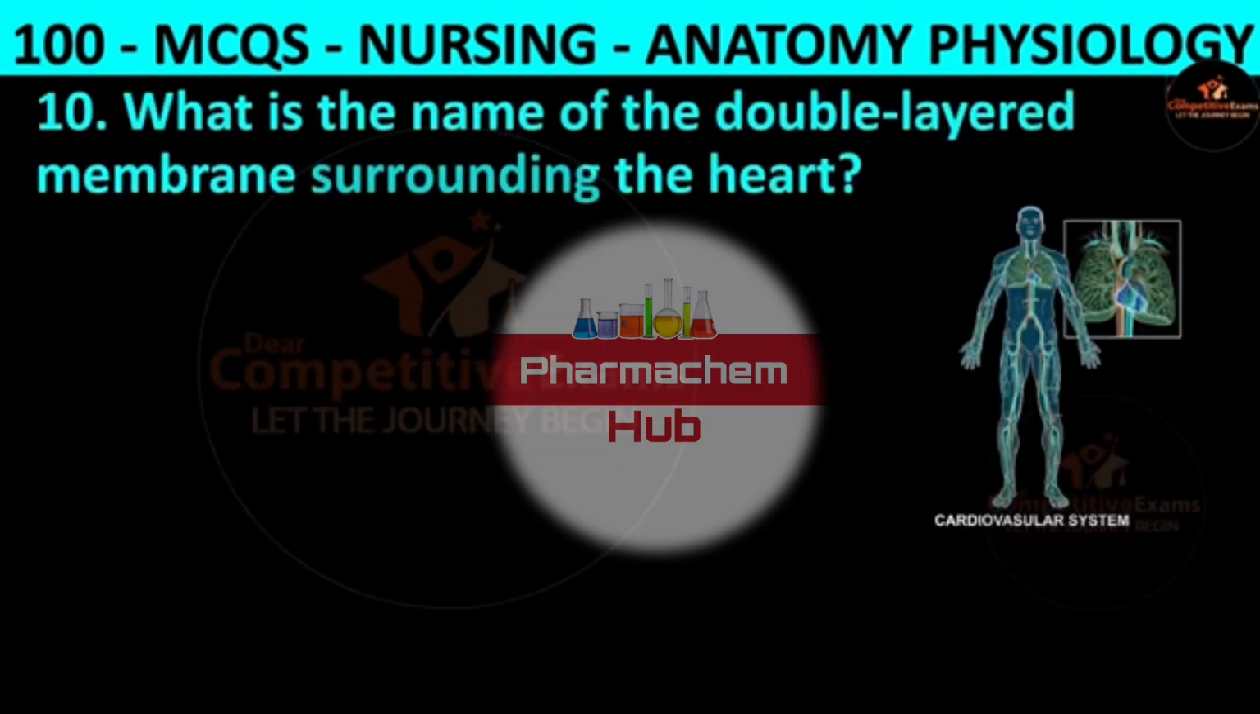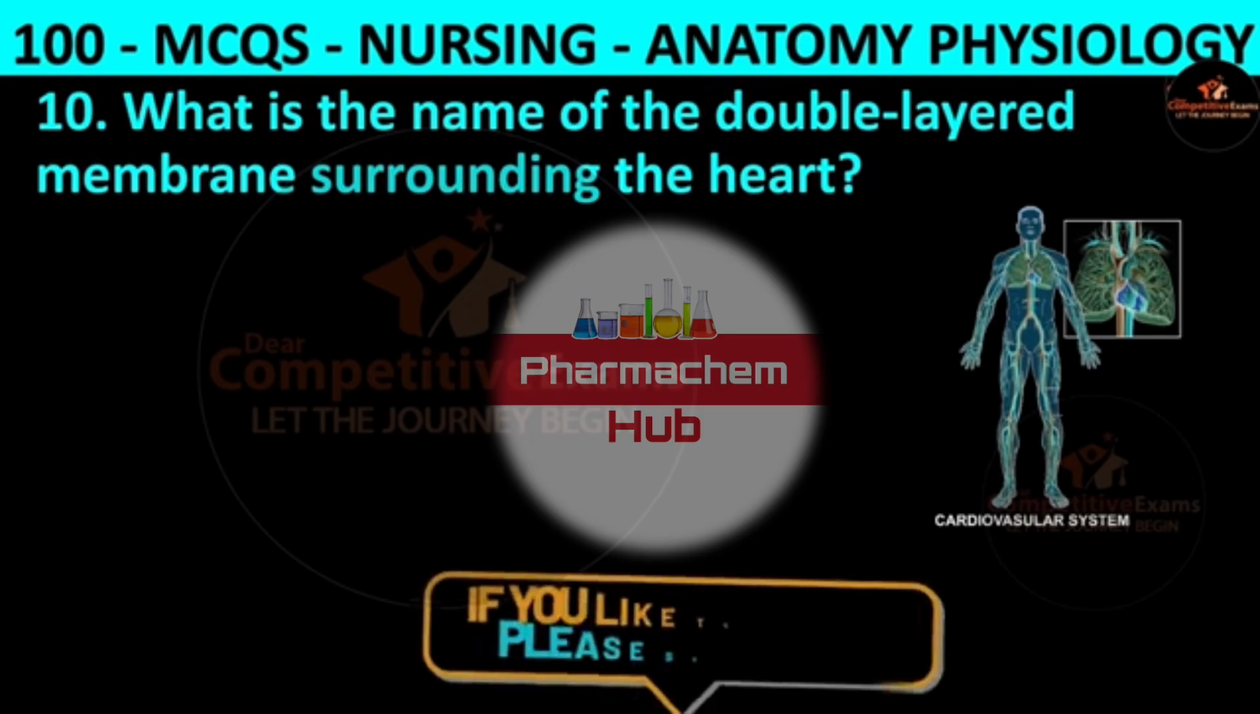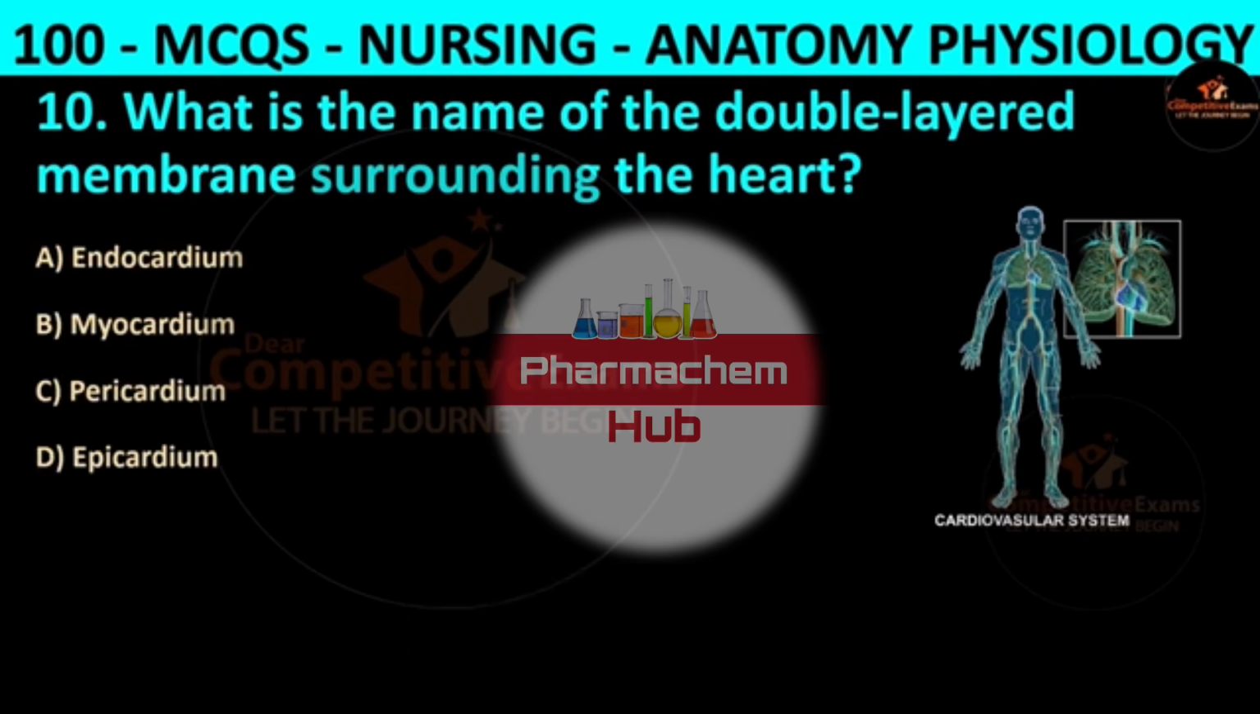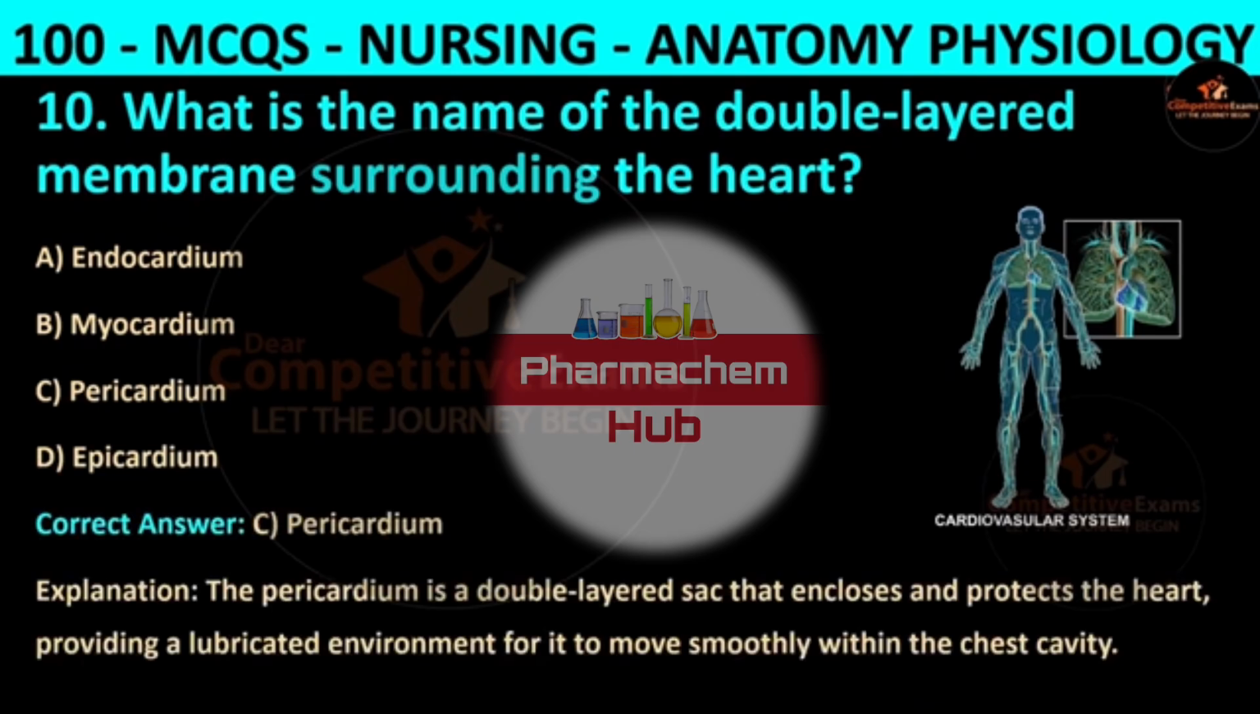Question number 10. What is the name of the double-layered membrane surrounding the heart? The options are endocardium, myocardium, pericardium, or epicardium. The correct answer is C, that is pericardium. The pericardium is a double-layered sac that encloses and protects the heart, providing a lubricated environment for it to move smoothly within the chest cavity.